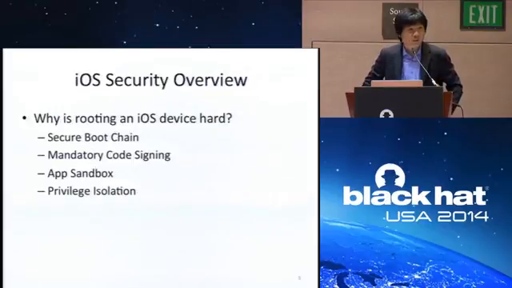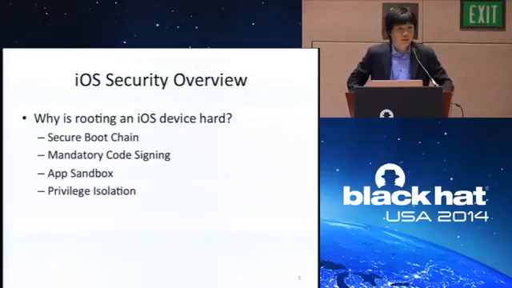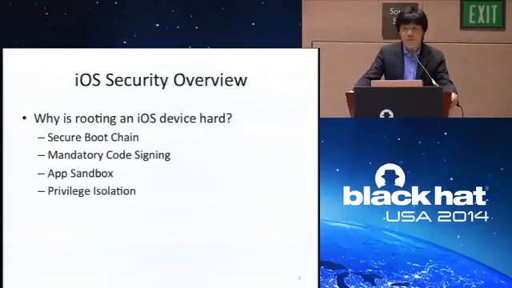Now let's begin. iOS security rests its strength in four main security features: secure boot chain, mandatory code signing, app sandbox, and privilege isolation. I will go through each one of these in quite some detail.